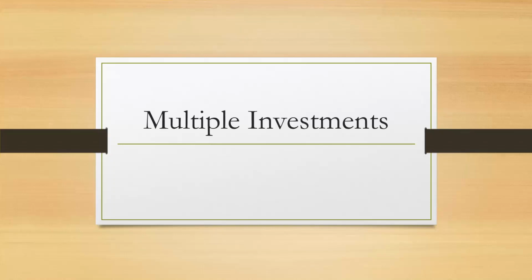This video is about multiple investments and calculating the effective annual yield of those investments. Suppose you want to invest $1,000 in the stock market. 1 year later, that stock is worth $1,200. That means in 1 year's time, you gained $200. That's a 20% increase in your investment.